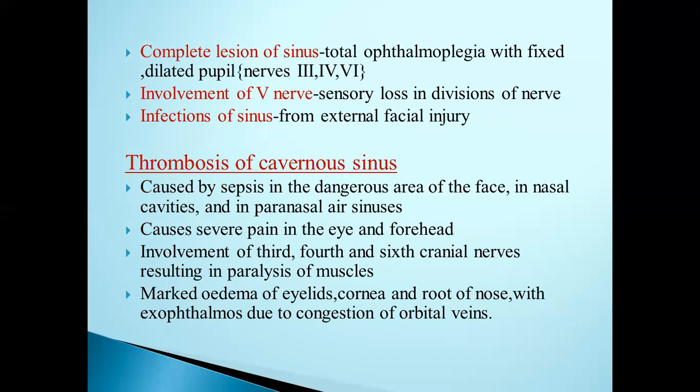There can be complete lesion of sinus with total ophthalmoplegia, because third, fourth and sixth nerves which are supplying orbit, they are involved. Then there is the involvement of fifth nerve which causes sensory loss in divisions of nerve. So divisions are maxillary, mandibular and ophthalmic. So trigeminal ganglion lies in the lateral wall of a sinus.